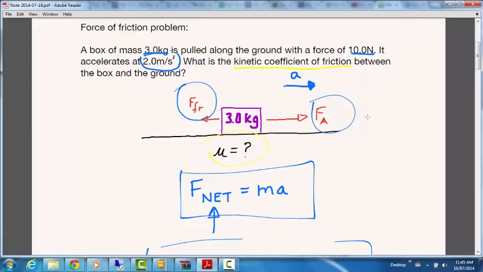We also are dealing with friction. So friction is preventing it from speeding up as quickly as it would on a slippery surface if there were no friction, if the applied force were to act all by itself. So it's not simply a problem that involves an applied force, but a problem that involves both the applied force and the force of friction. So let's see what I mean by that.